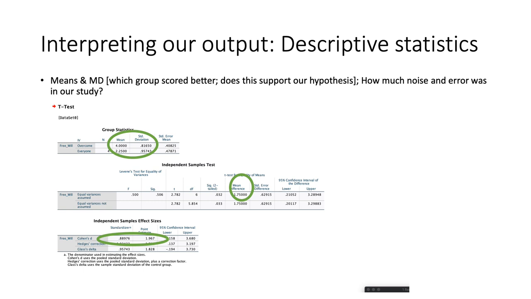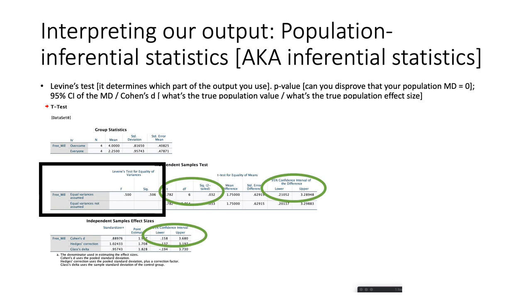Okay, so that's our descriptive statistics. It's not that complicated. Everything in there is great. That's perfect. Let's go on to our inferential statistics, inferring truth, inferring the true population mean difference. So let's go ahead and look at this output. First thing we have to look at is that big black box, that whole thing. It's called Levene's test, Levene's test for equality of variances.